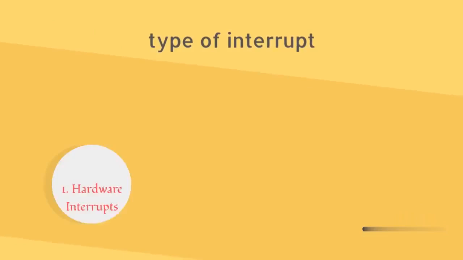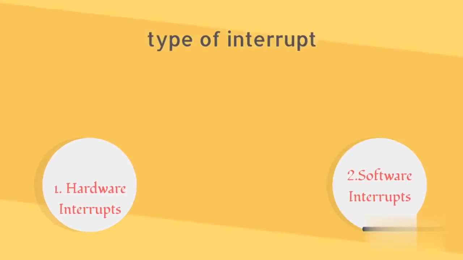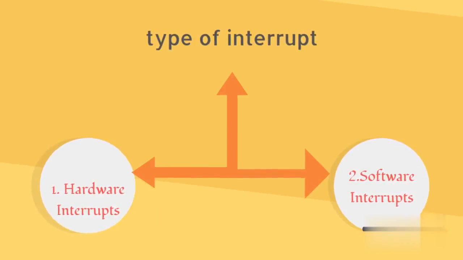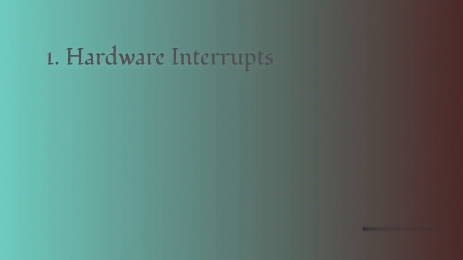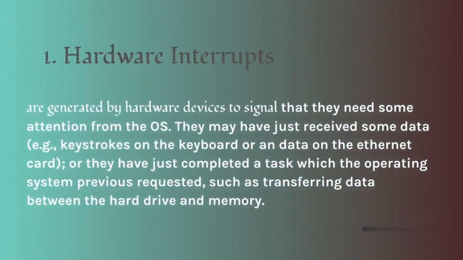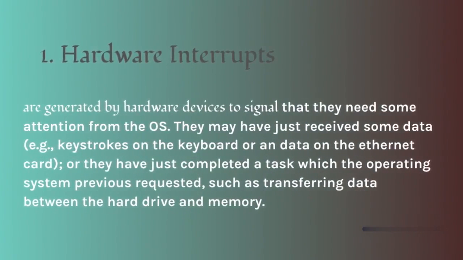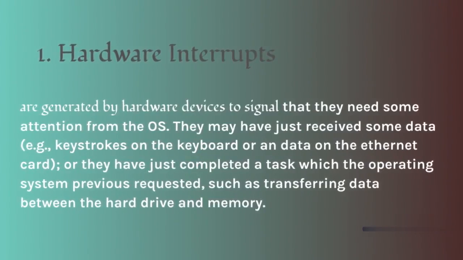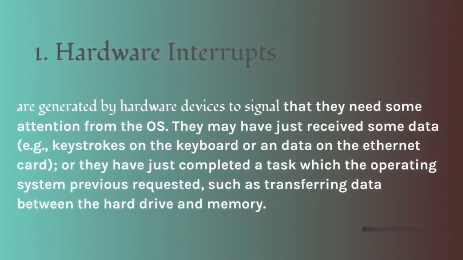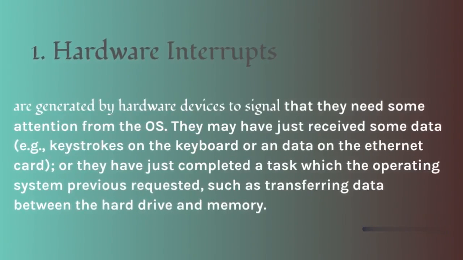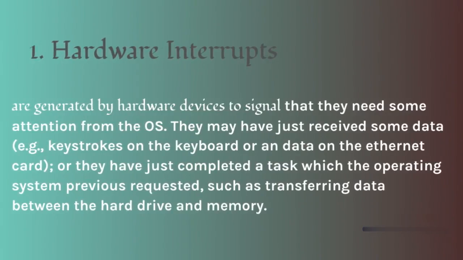Types of interrupt: hardware interrupt and software interrupt. Hardware interrupts are generated by hardware devices to signal that they need some attention from the OS. They may have just received some data, for example keystrokes on the keyboard and data on the Ethernet card, or they have just completed a task which the operating system previously requested, such as transferring data between the hard drive and memory.